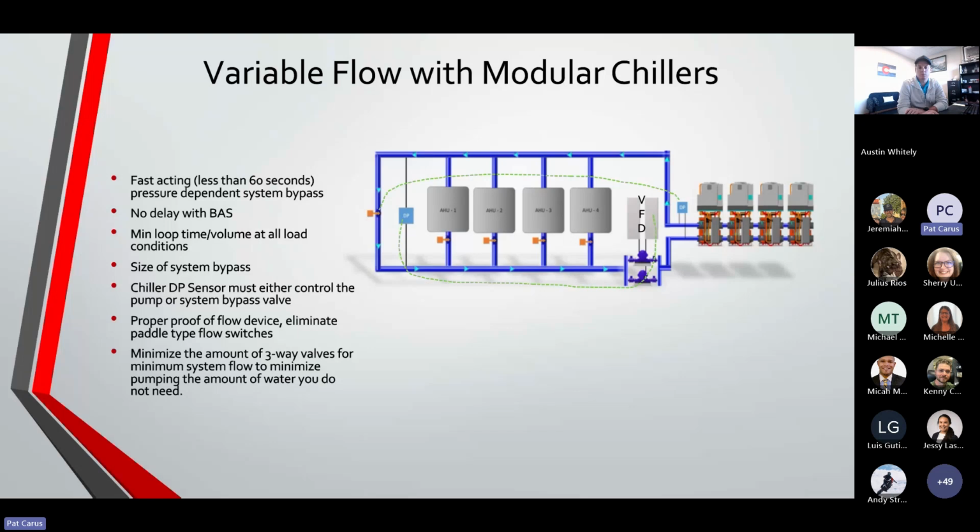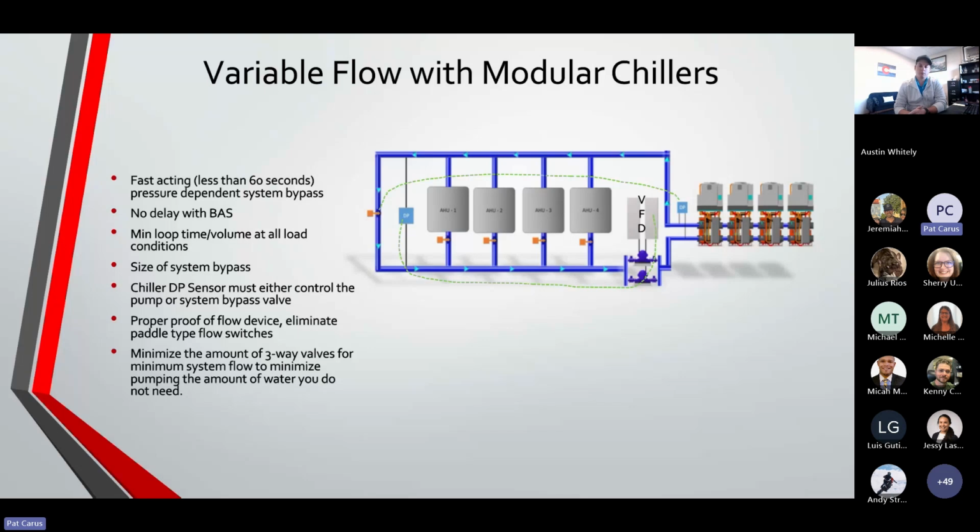So the DP sensor has to control either the pump or the system bypass valve. There has to be some proof of flow device, because we find all the time that some of the pressure problems, either low pressure or high pressure, are either condenser side flow problems or evaporator side flow problems. So while it sounds complicated, we're trying to make it much more simple for you in the field, and the guys at Long are becoming experts at how to do the analysis and how to make sure you have a successful application. People also always want to employ 3-way valves, and that is not required with a variable flow system. 2-way motorized fast-acting valves are the way you want to go with a variable flow machine.